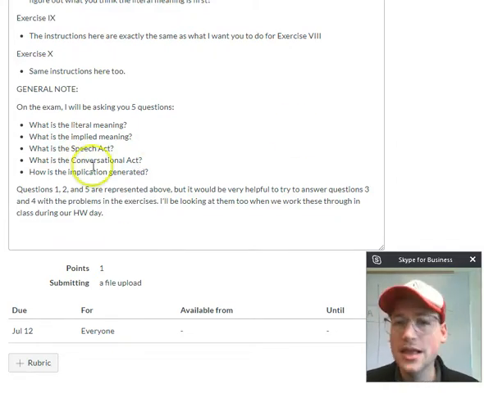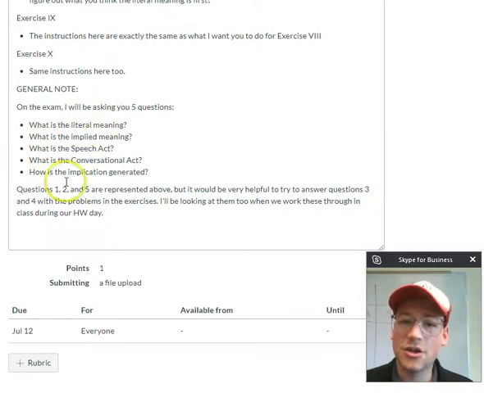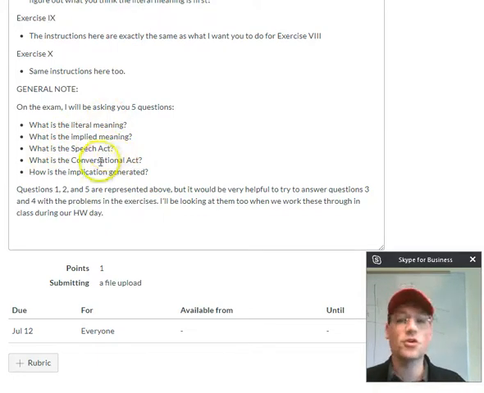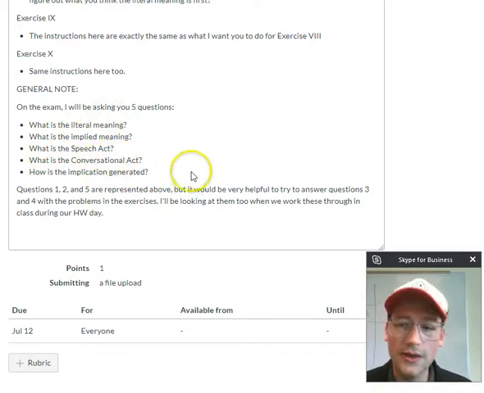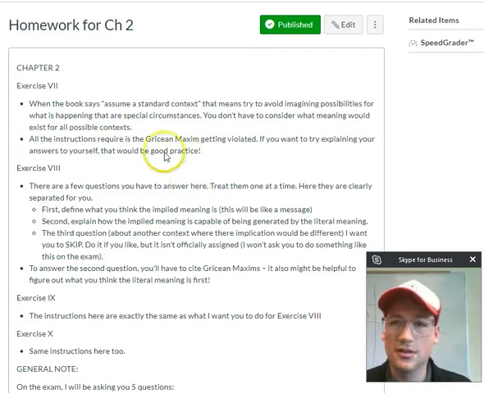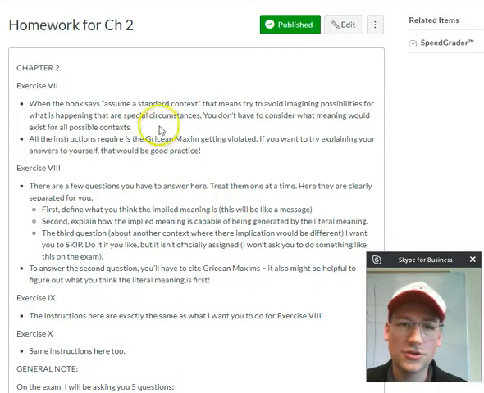So it might be a good idea to practice answering all 5 of those questions with the homework problems that are provided from the book, rather than just sticking to the instructions that are listed there. So always check this out first. Always go to the actual homework assignment itself to figure out how I want you to proceed about this and what I want you to do with it.